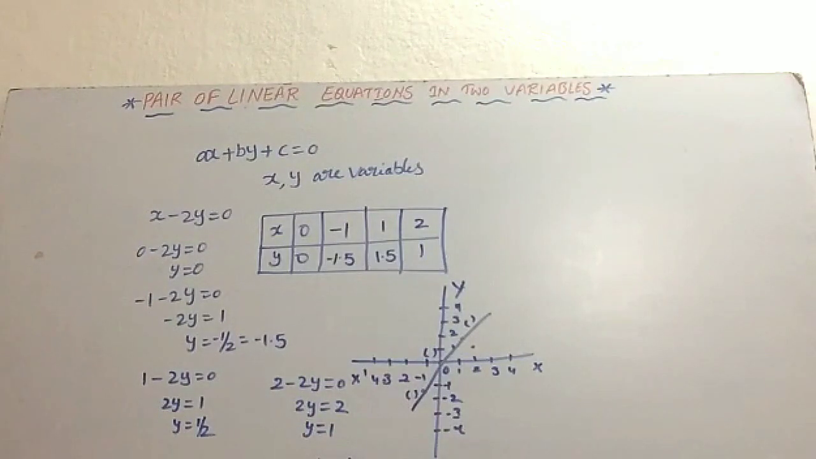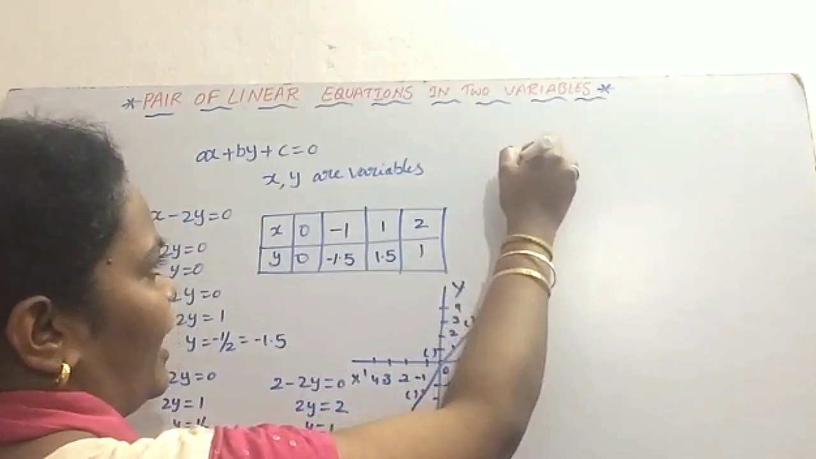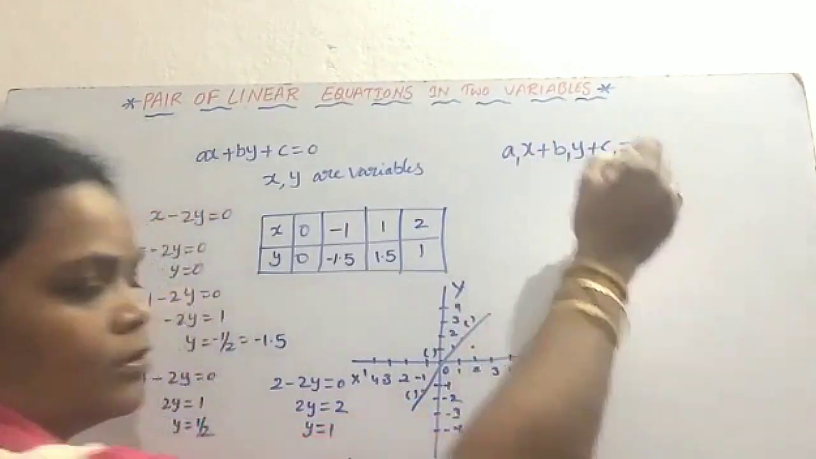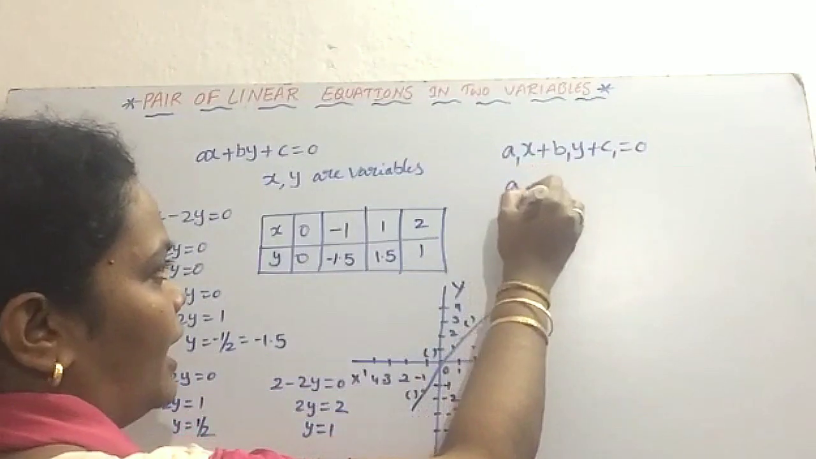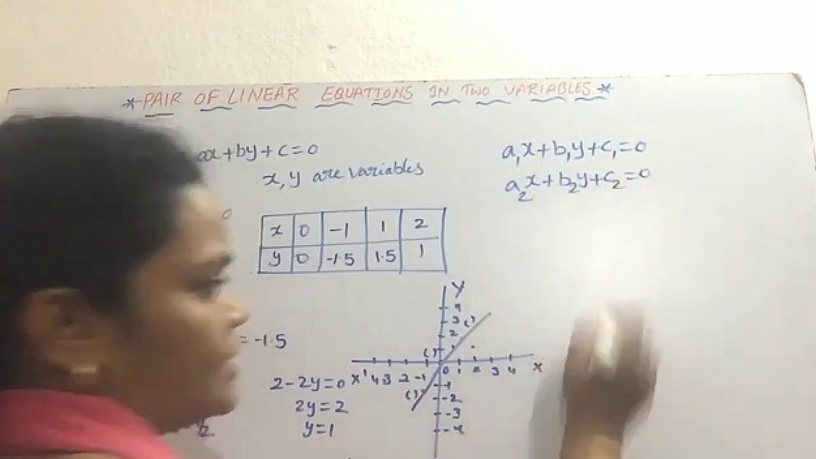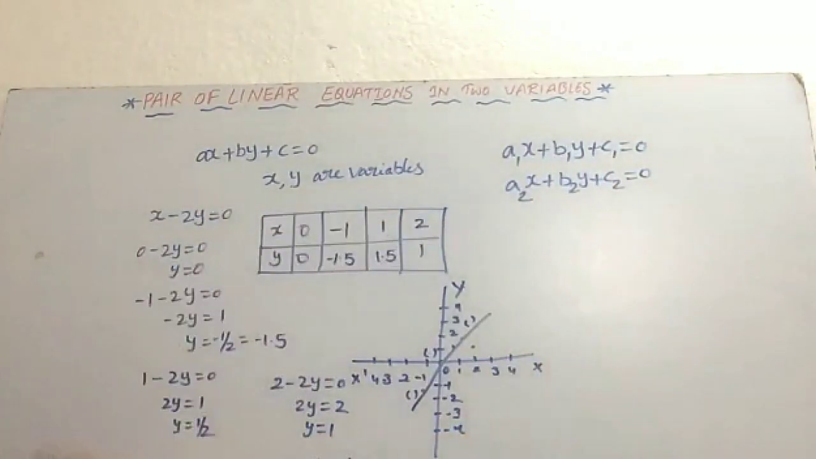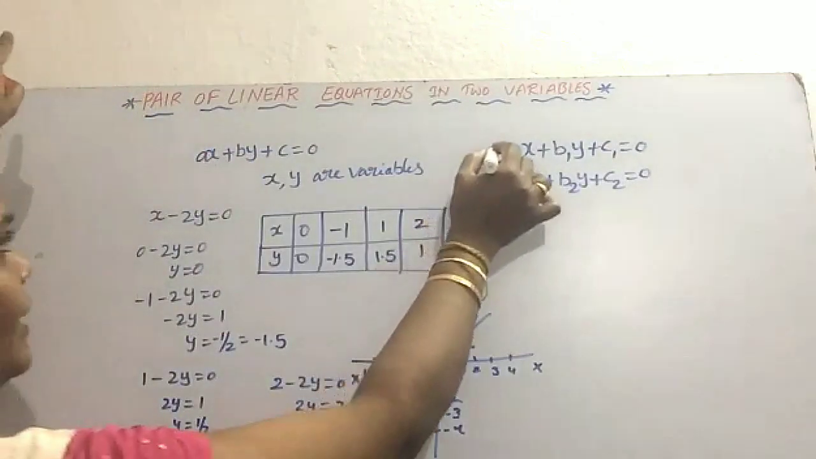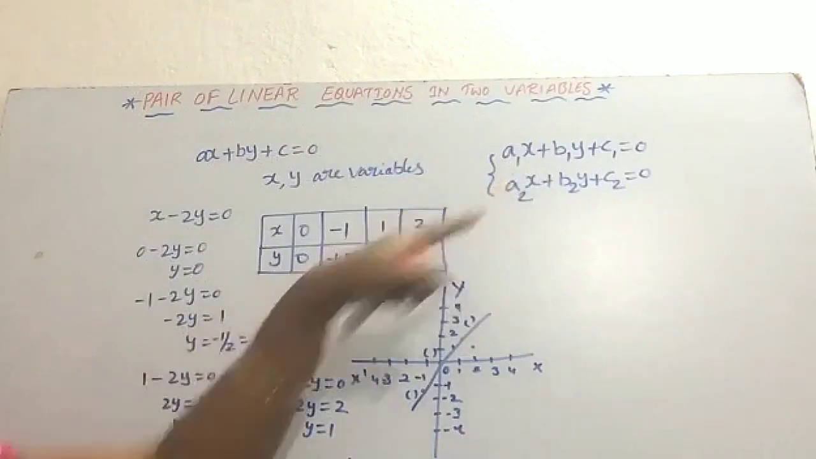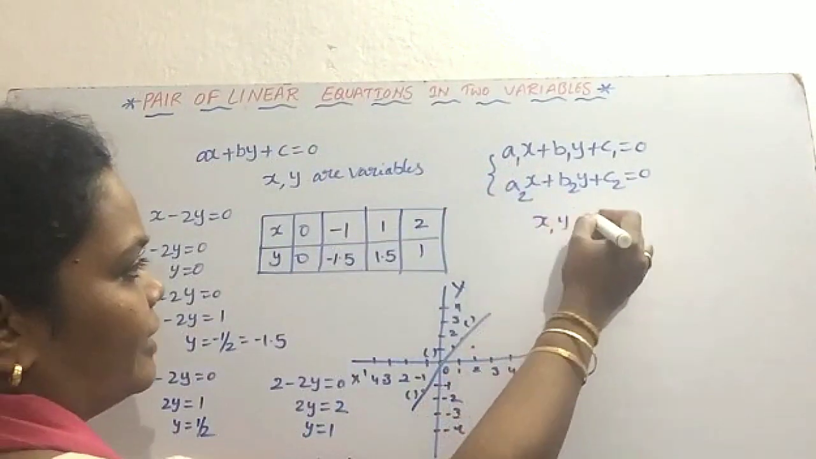But in a pair of linear equations we take two linear equations. So a1x + b1y + c1 = 0, that is the first equation, and a2x + b2y + c2 = 0, this is the second equation. Now these two are the pair. So pair of linear equations in two variables, x and y are variables.